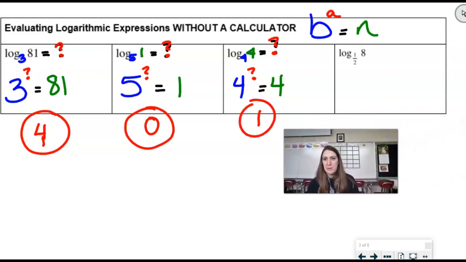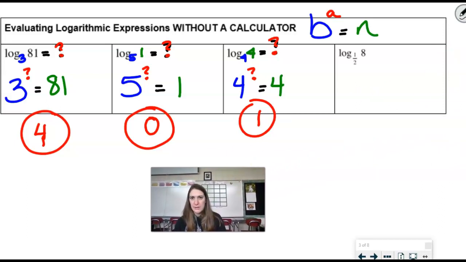All right, now for the ultimate question. It's the last one, so it's got to be a good one, right? Well, the base is a 1/2. And it's being raised to some mysterious power. I don't know it. And it's going to come out to an answer of 8.